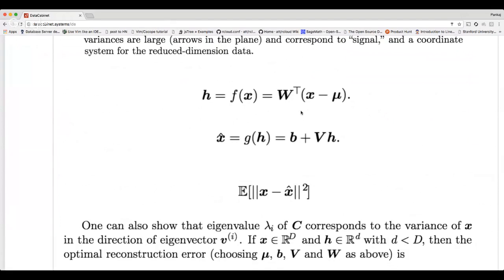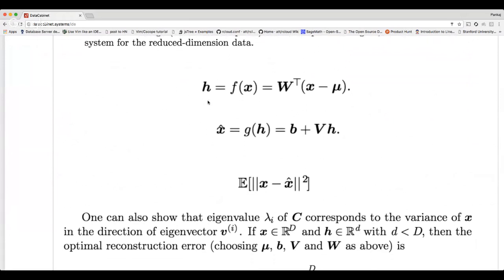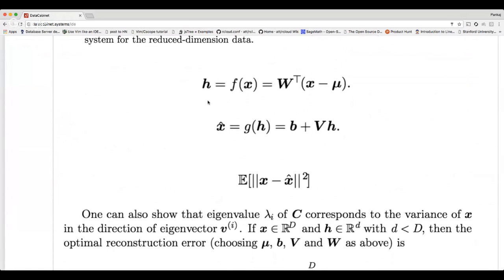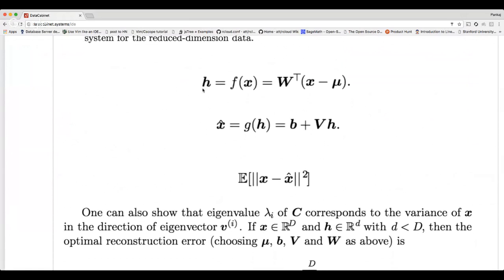If H is, for example, only one dimension, then you're trying to project X to the axis where it has the maximum variance, which is the direction of the principal eigenvector. If H has two components, then it will be the first eigenvector and the second eigenvector, which has the second highest eigenvalue and is orthogonal to the first one.